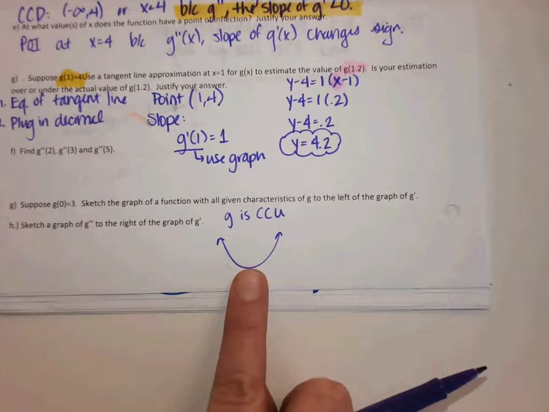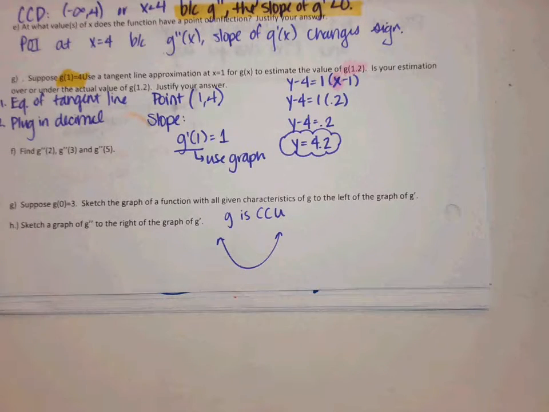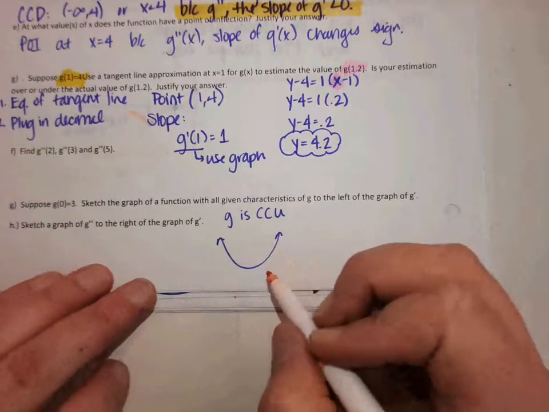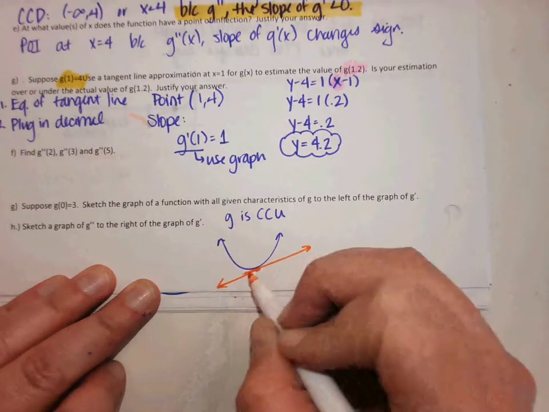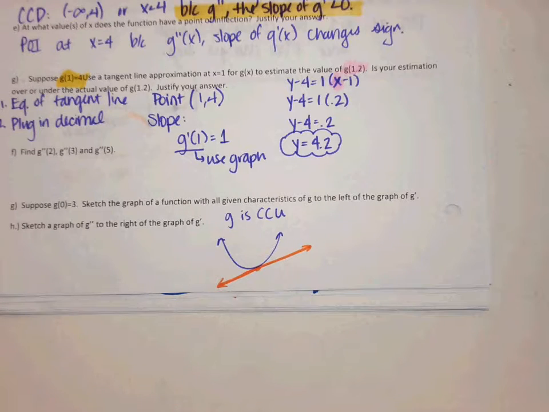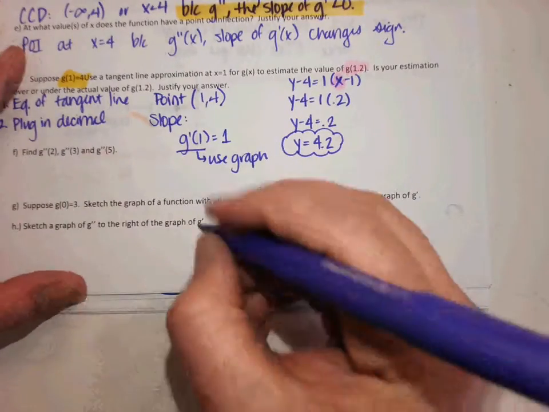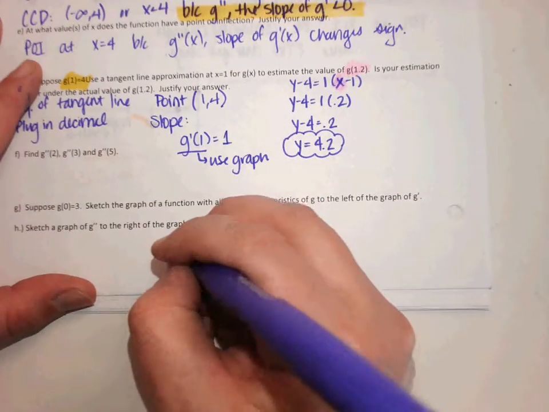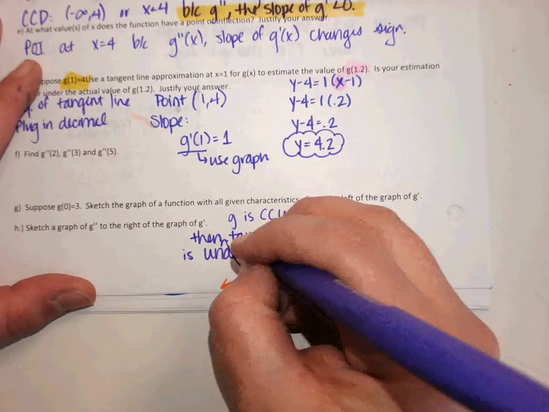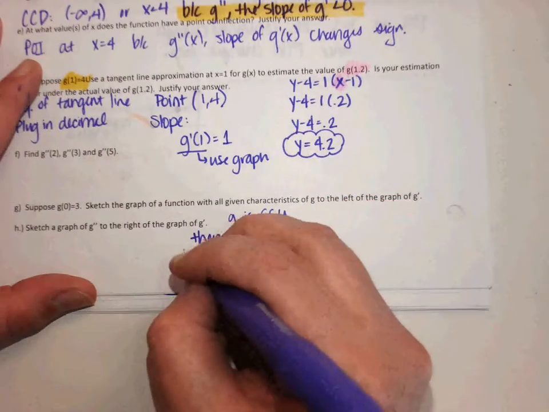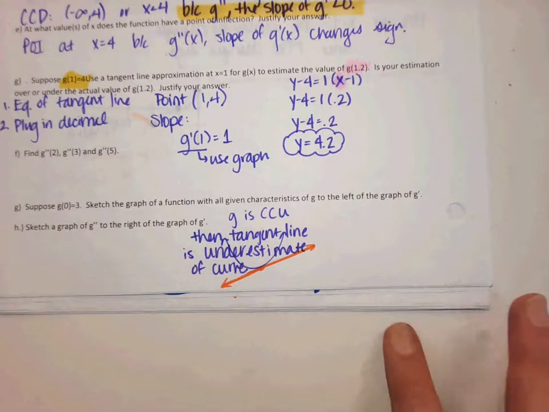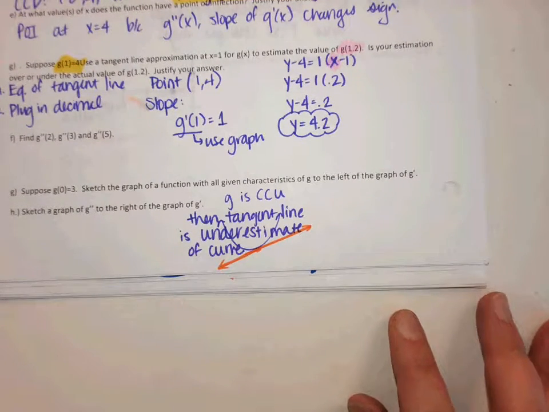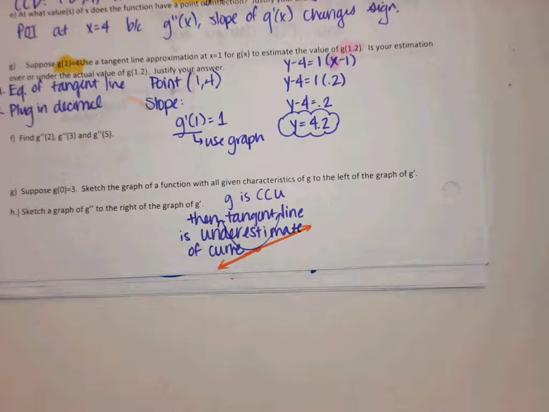On your concave up graph, draw a tangent line. Where is it compared to the function? Is it too big or too small? Is it above or below? Okay, where is the line? The line is below. So if G is concave up, then the tangent line is an underestimate of the curve. If your tangent line is below the curve, that means it is underestimating where your actual graph is.